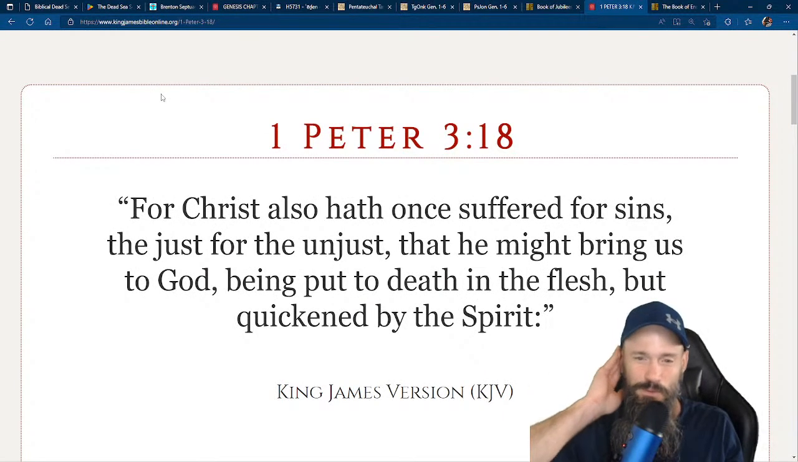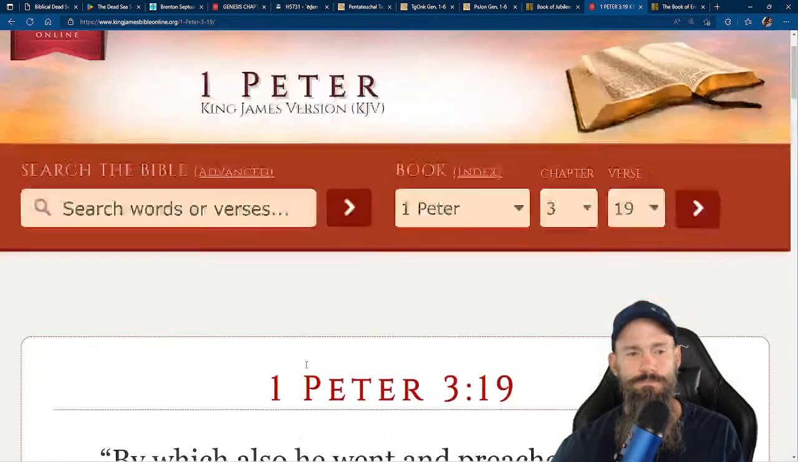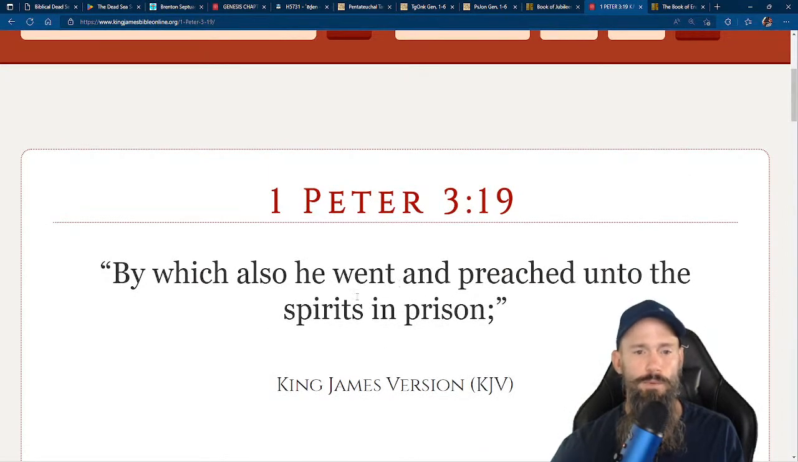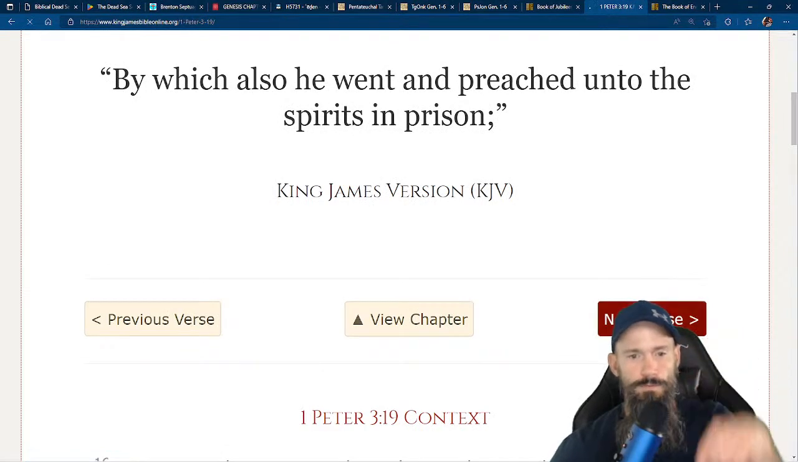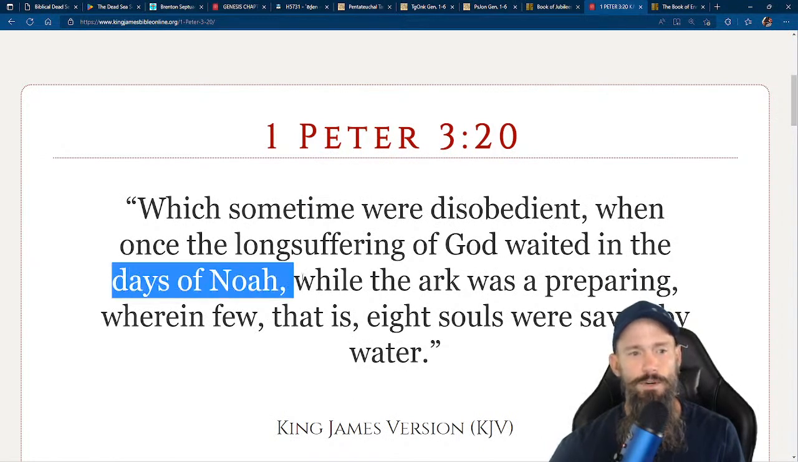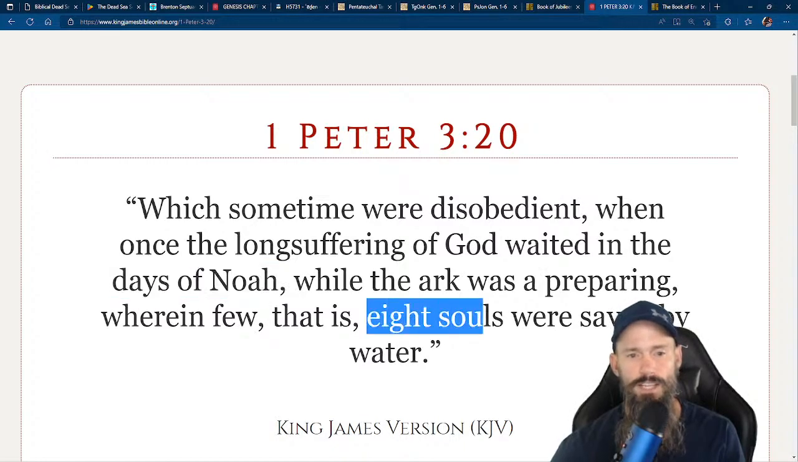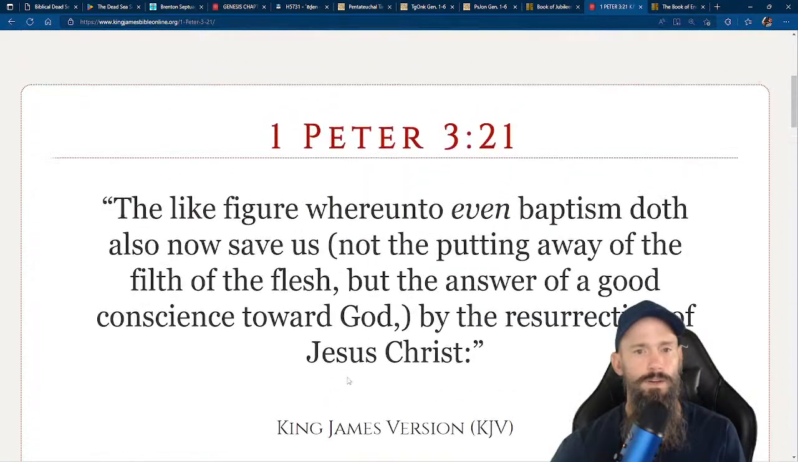For Messiah hath once suffered for sins, the just for the unjust, that he might bring us to Elohim, to Yahuwah, being put to death in the flesh, but quickened by the Spirit, by which also he went and preached unto the spirits in prison, Sheol, which sometime were disobedient, when once the long suffering of Yahuwah waited in the days of Noah, while the ark was preparing, wherein few, that is 8 souls, were saved by water.